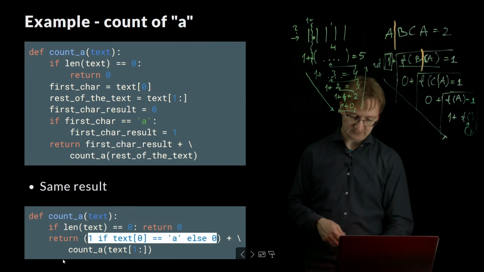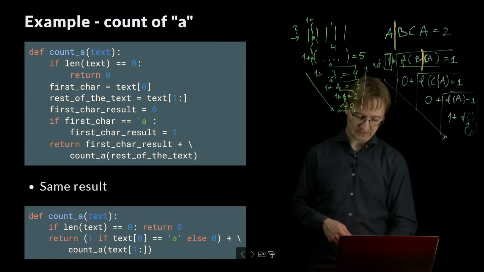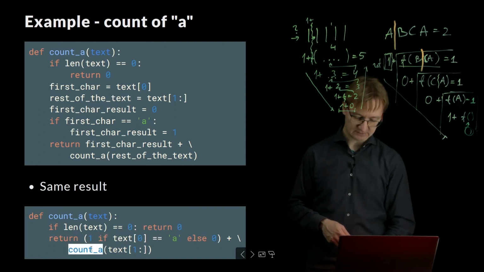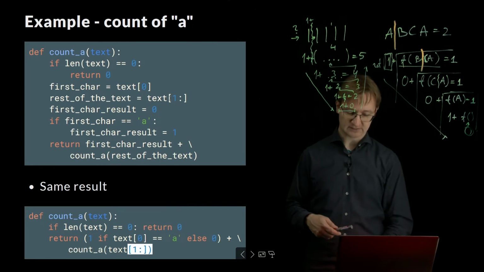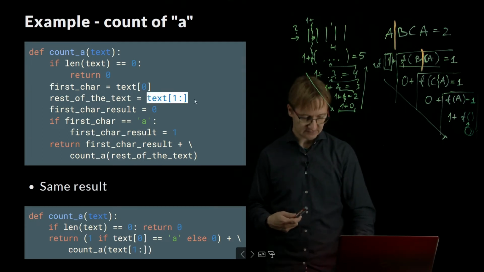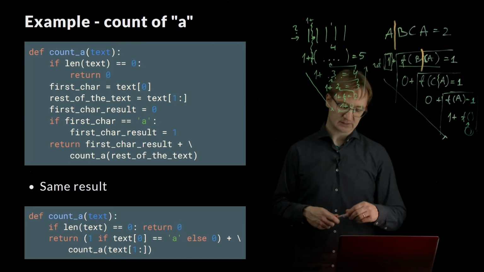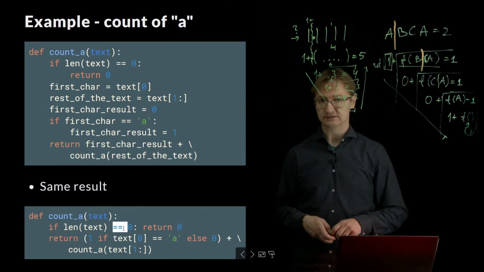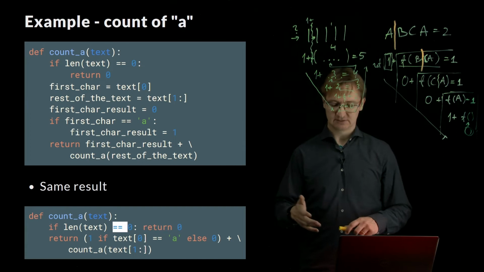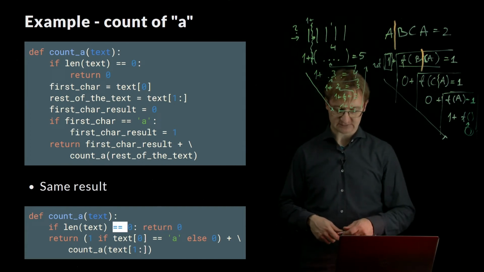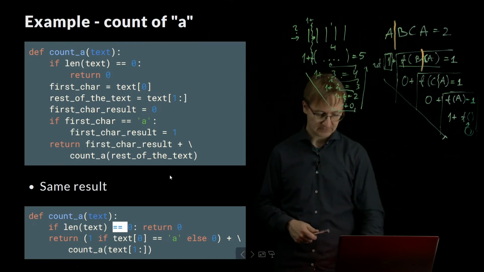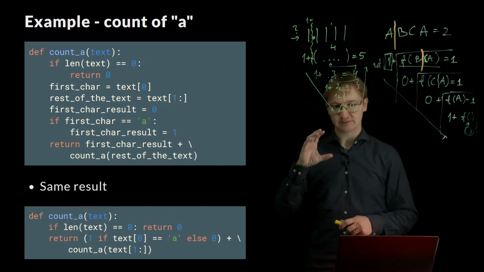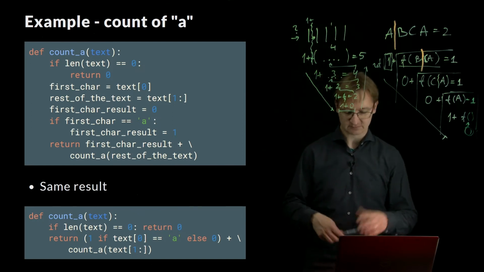So it's 1 if the text at position 0 is A, otherwise it's 0. So this is the first part. And then I call the same function with the rest of the string. Again, instead of using this variable, I just use this same slicing here. And often the solutions to recursive programs are 2 lines of code, basically. One is the base case, the other is the call for the next step. But of course, depending on the solution, it can be more complicated. But the idea is still the same. Usually you have the base case and then the solution to this first, concrete step.